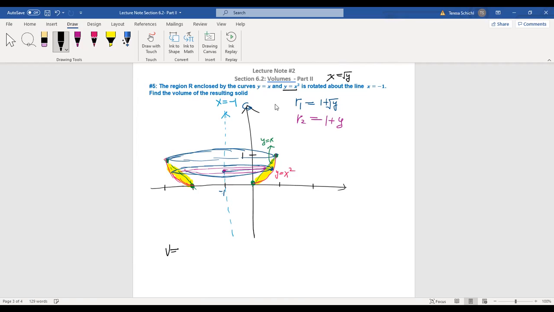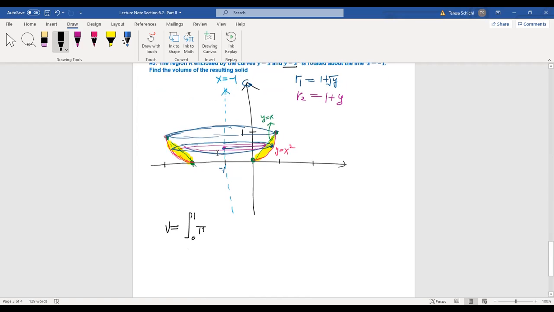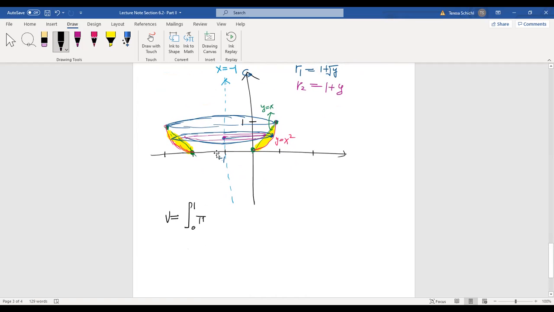So now after you find those radii, the integration will be pretty simple. So V is equal to, what is the y value? y is from 0 to 1. So pi r squared: the outer radius will be 1 plus the square root of y, all squared.